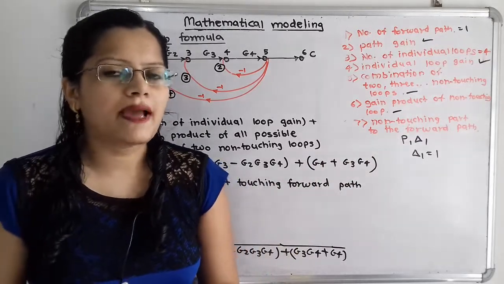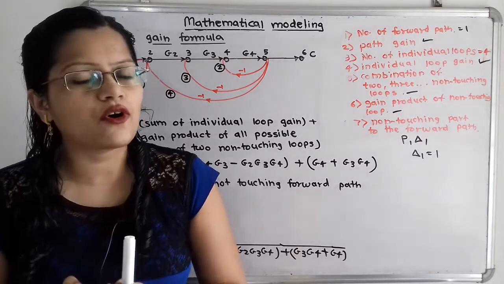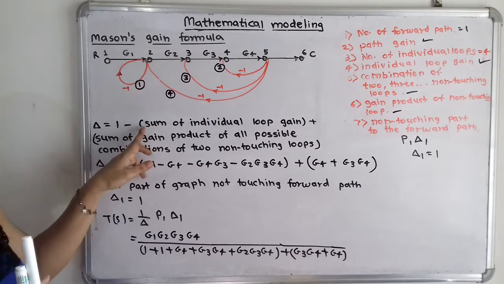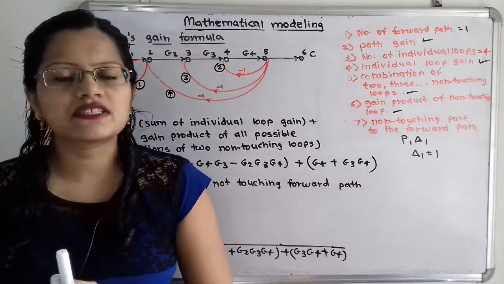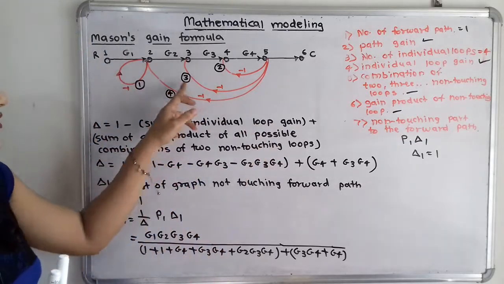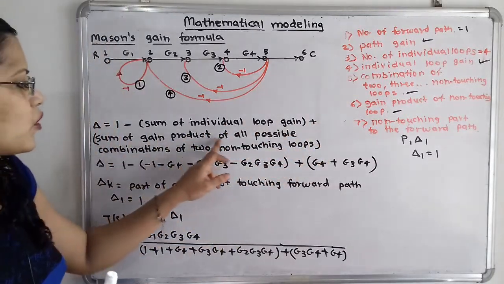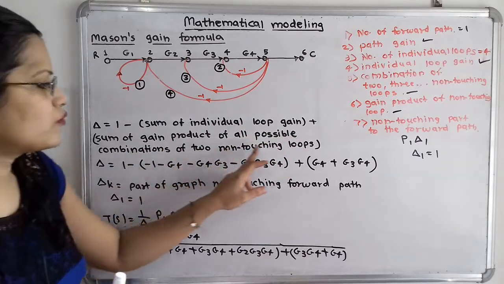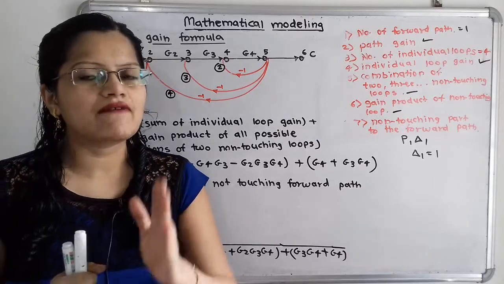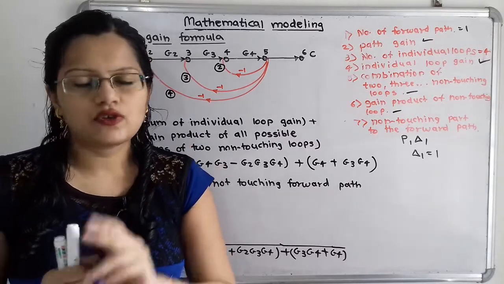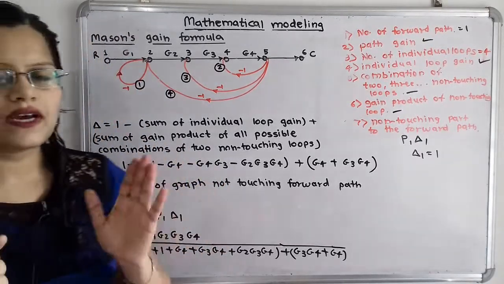Now we will apply Mason's gain formula. First we will find the value of delta. What is the formula? The formula is 1 minus, in the bracket, the sum of individual loop gains. We have already found the individual loop gains L1, L2, L3 and L4. Then we add the sum of gain products of all possible combinations of 2 non-touching loops. Here there are 2 possible combinations, L12 and L13, so we add these gain products, L12 plus L13.